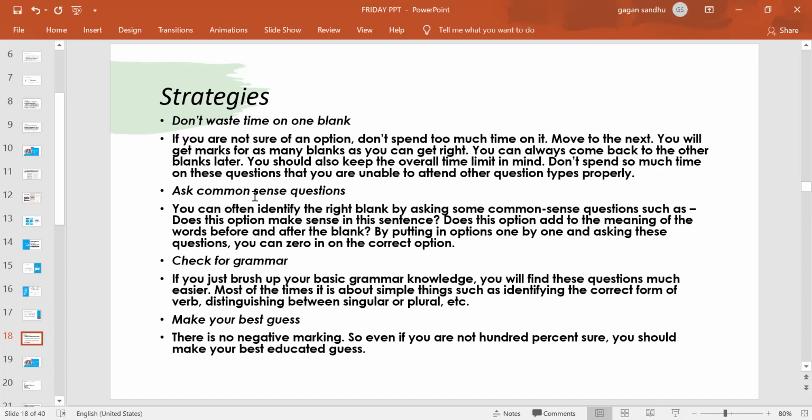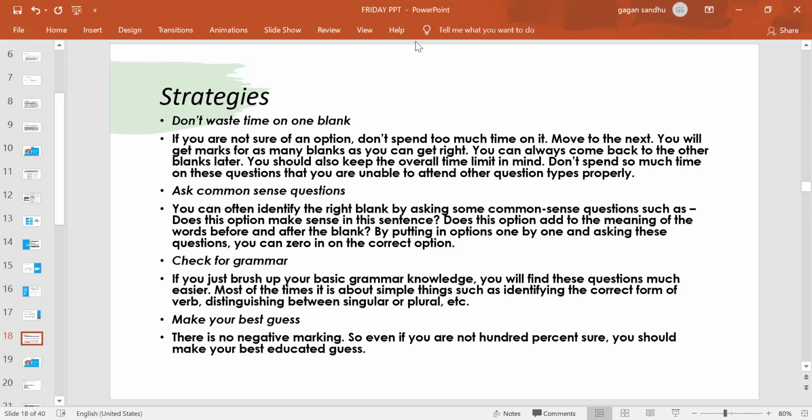And when you are looking at the sentences, you need to ask common sense questions. And what questions are those? Just like, does this option make sense in the sentence? When we read a sentence and it's not making sense, we feel not good about it. Okay, something is fishy in this sentence, or maybe inappropriate, right? So you have to look at this when you frame a sentence with an option.